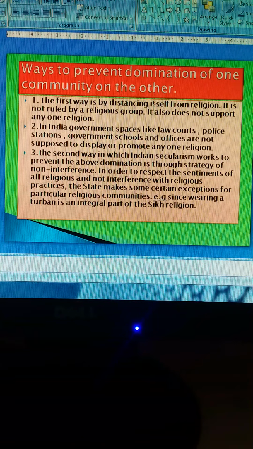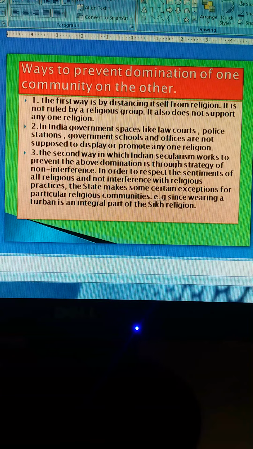The first way is distancing itself from religion. The state is not ruled by a religious group, and it does not support any one religion. That is secularism. Indian government spaces like law courts, police stations, government schools and offices are not supposed to display or promote only one religion.